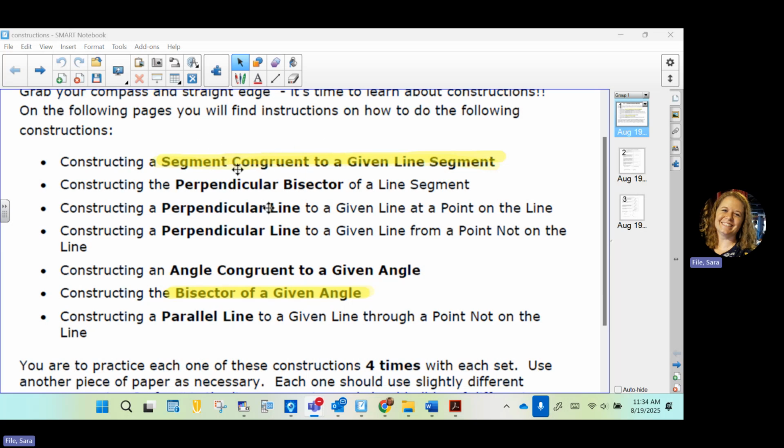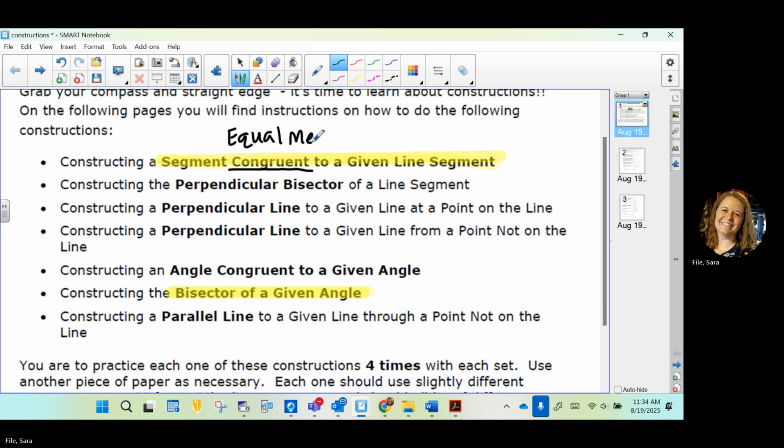What did congruent mean? What did we say in our notes congruent meant? Anybody remember? If you don't remember, you're going to write it down here. It means equal. Okay, so if you forgot that that means equal, write equal. Congruent means equal. Equal measure. So we're creating a segment that's going to be the same length, the same measure as one that's already drawn.